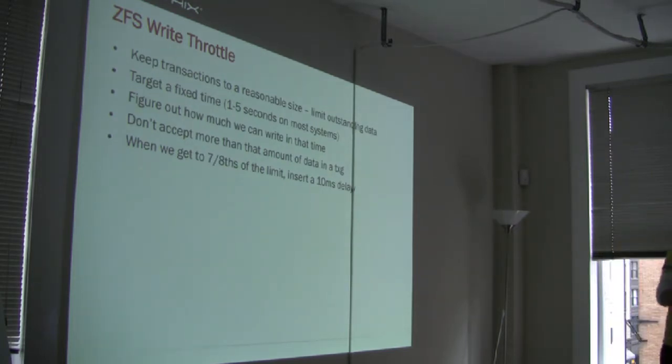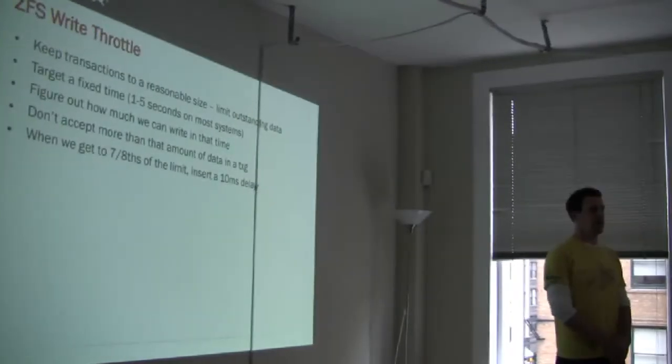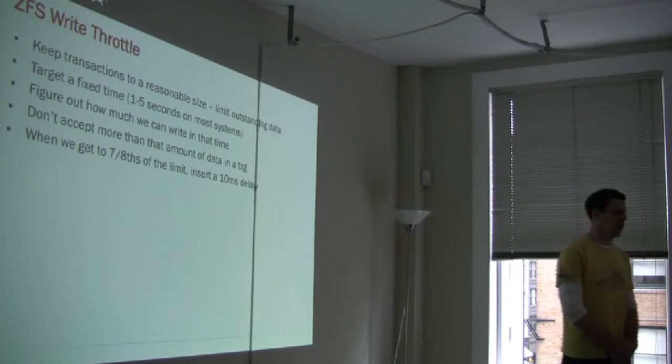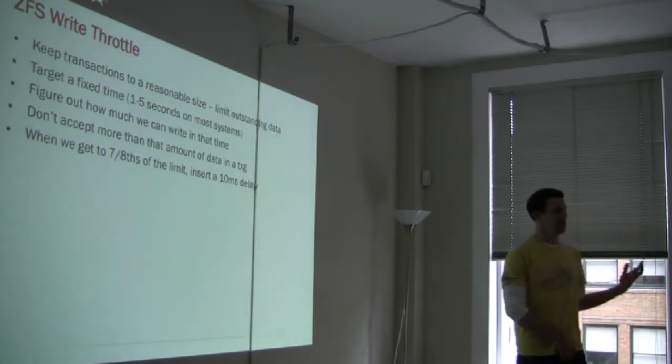The old ZFS write throttle worked roughly like this, and Matt and George, just keep me honest here. We want to keep transactions to a reasonable size and limit the amount of outstanding data. And it did this by targeting a fixed amount of time. So on some systems it was 1 second, and others it was 5 seconds. And it basically worked like this.